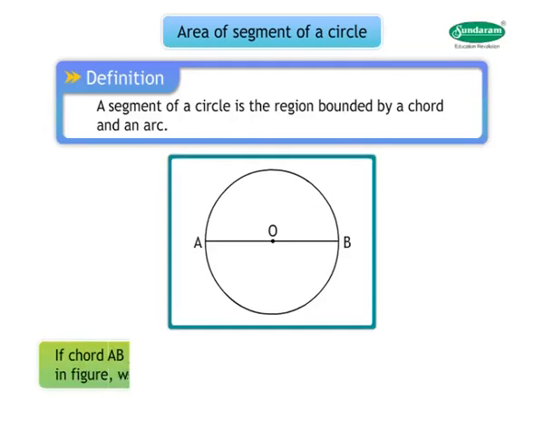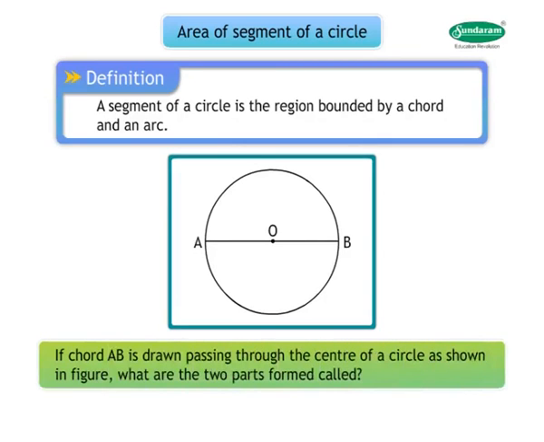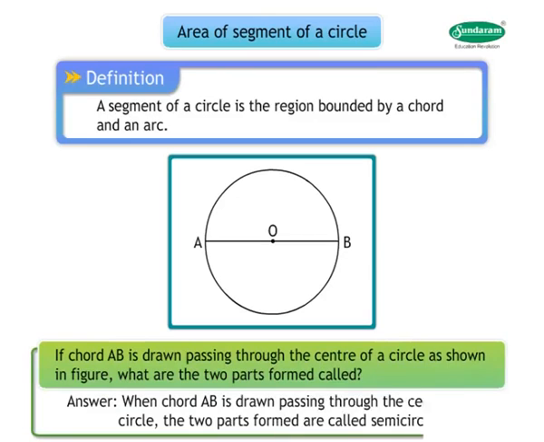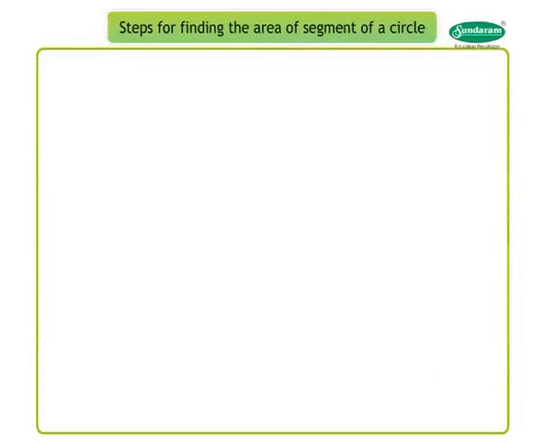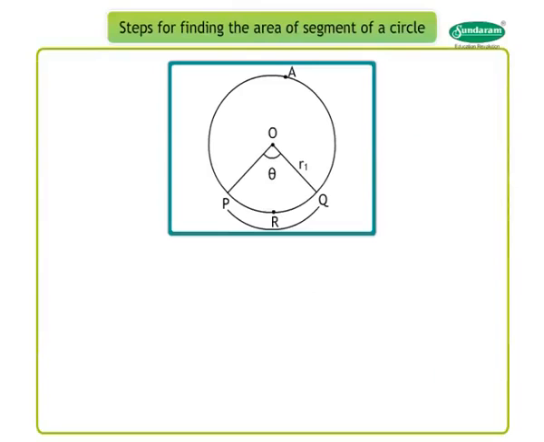Number 3. If chord AB is drawn passing through the center of a circle as shown, what are the two parts formed called? Answer. When chord AB is drawn passing through the center of a circle, the two parts formed are called semicircles. Steps for finding the area of segment of a circle.